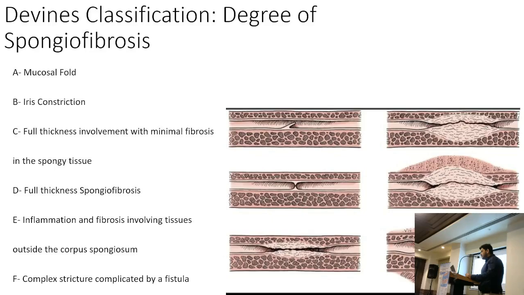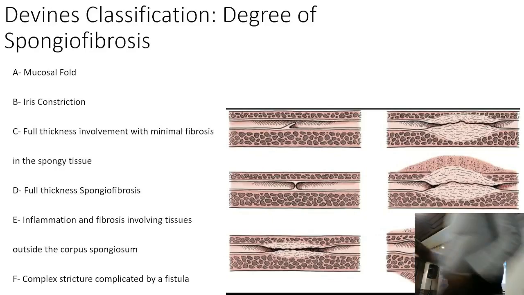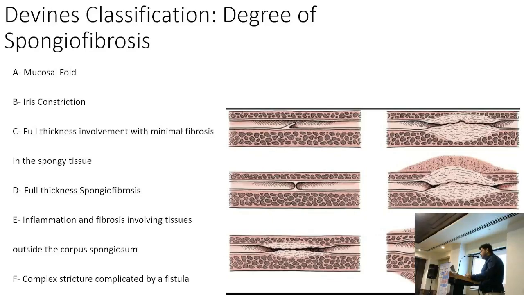This is Devine's classification of degree of spongiofibrosis, and there are 6 types: A, B, C, D, E, and F. A is mucosal fold, B is iris-like constriction, C is full thickness involvement with minimal fibrosis in the spongy tissues, D is full thickness spongiofibrosis, E is inflammation and fibrosis involving tissues outside the corpus spongiosum, and F is a complex stricture complicated by a fistula.